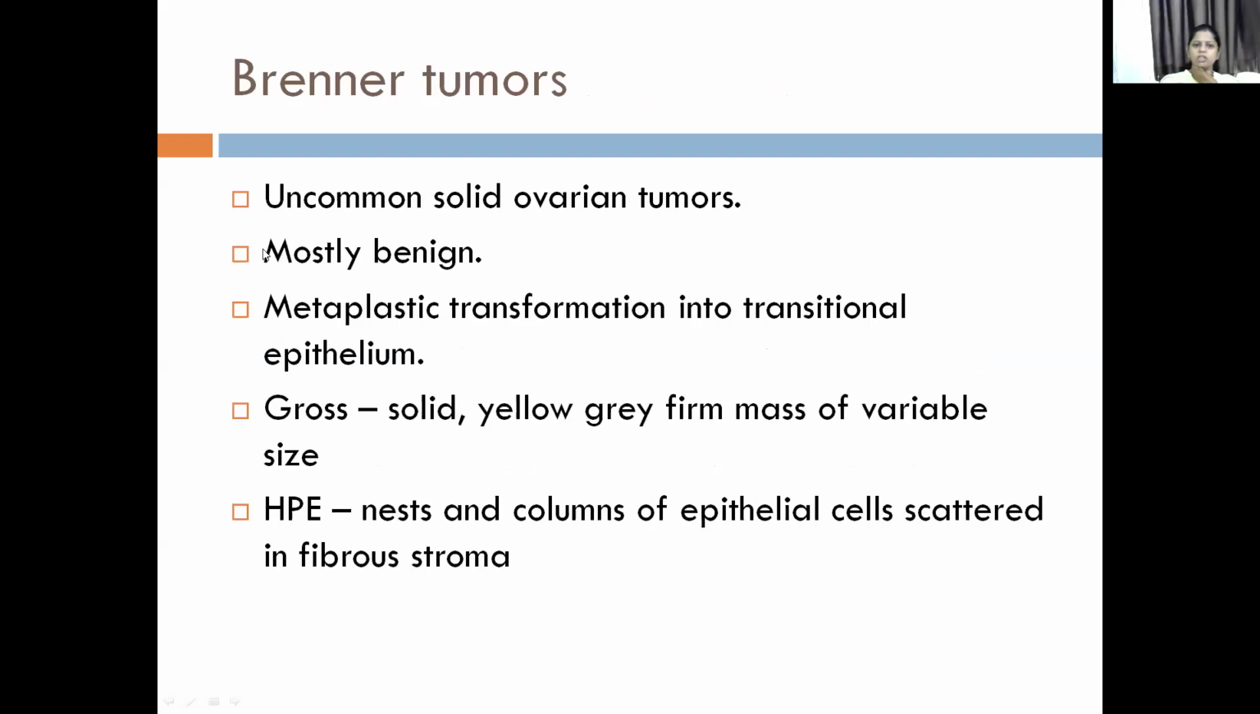Brenner tumors are uncommon ovarian tumors, mostly benign. They are due to metaplastic transformation into transitional epithelium, that is the epithelium of the urinary bladder. On gross, they are solid, yellow-gray, firm masses of variable sizes. On histopathology, you see nests and columns of epithelial cells scattered in the fibrous stroma.